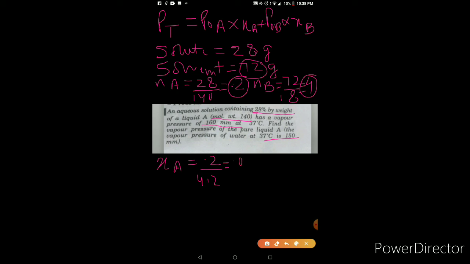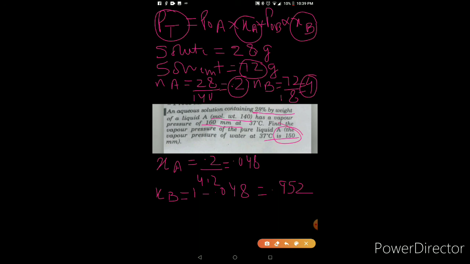So this comes out to be 0.048. And the mole fraction of the B component is 1 minus 0.048, which is equal to 0.952. So we have XA, we have XB, we have the total pressure mentioned. Then we have the vapor pressure of water also, that is 150. So everything is given; only we have to find P naught A.